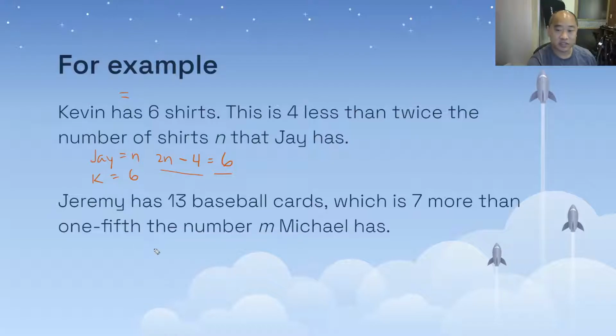Jeremy has 13 baseball cards, which is 7 more. So Jeremy has 7 more than 1/5 the number M Michael does. Okay, so we can replace this with 13, right? Because J equals 13. 13 equals 7 plus 1/5 m.